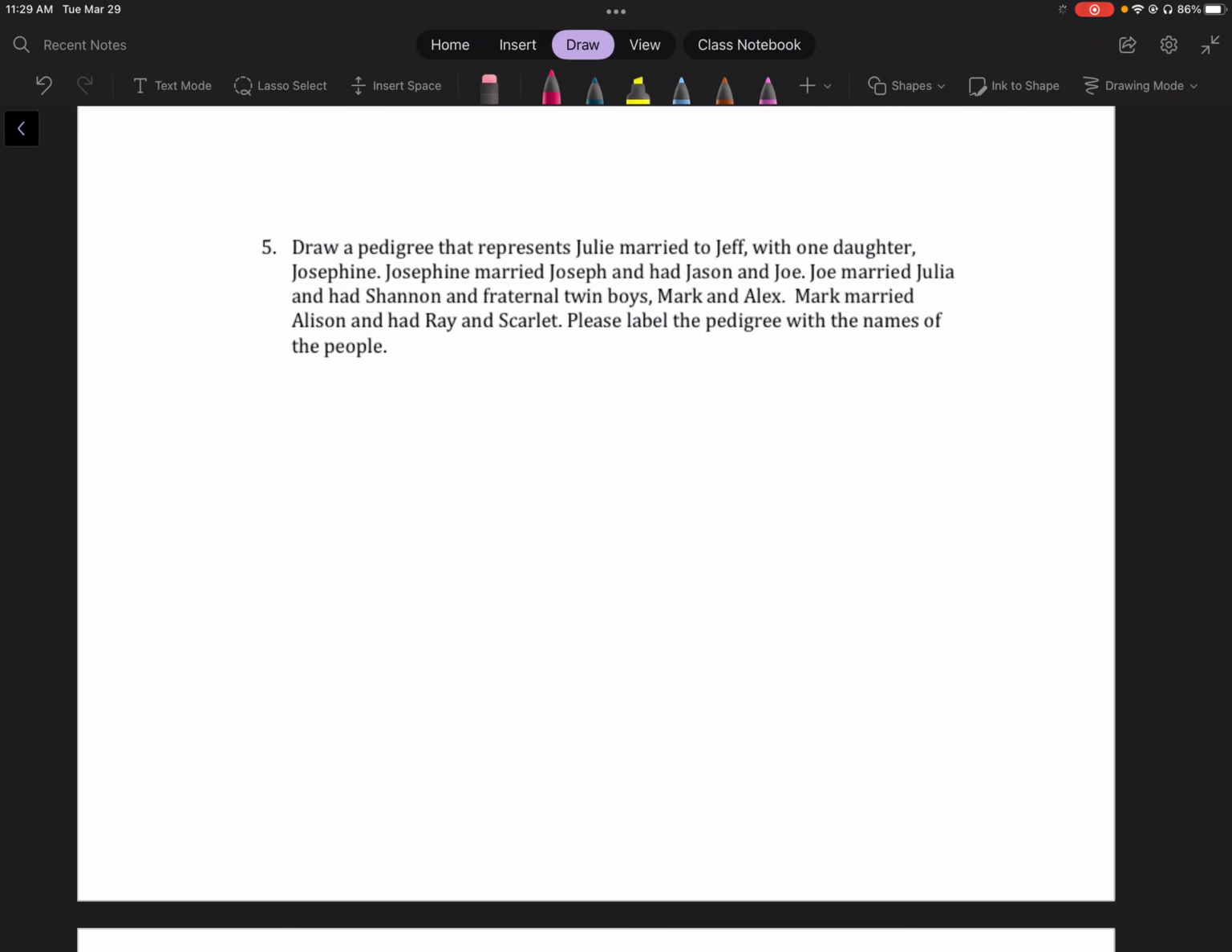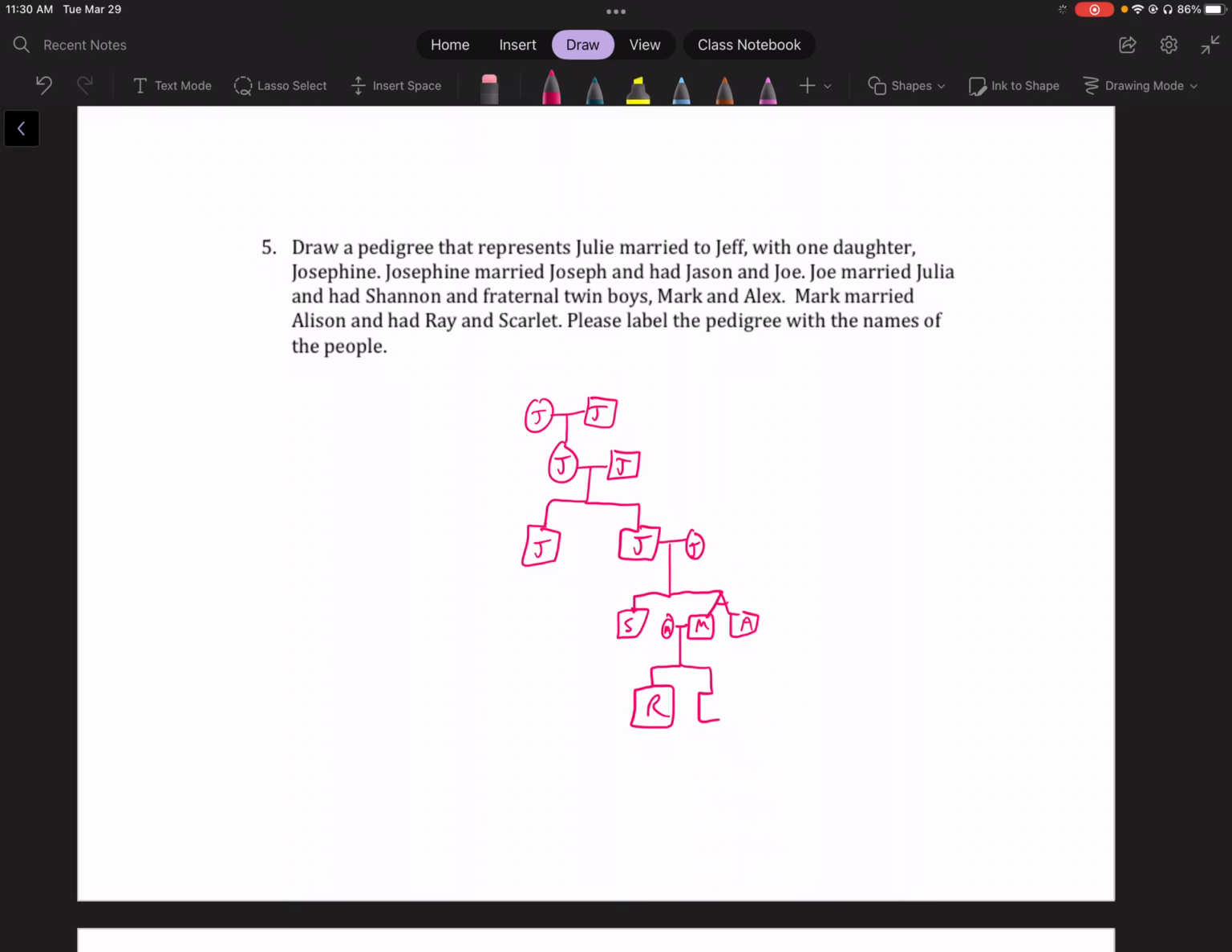All right, so now we're going to draw a pedigree that represents Julia marries Jeff with one daughter, Josephine, who is married to Joseph. They had Jason and Joe. Joe married Julia, who had Sharon and two fraternal twin boys. So that's twins, that's fraternal. Mark, Alex. Mark married Allison, who had Ray and Scarlett. So we have generation 1, 2, 3, 4, and 5.